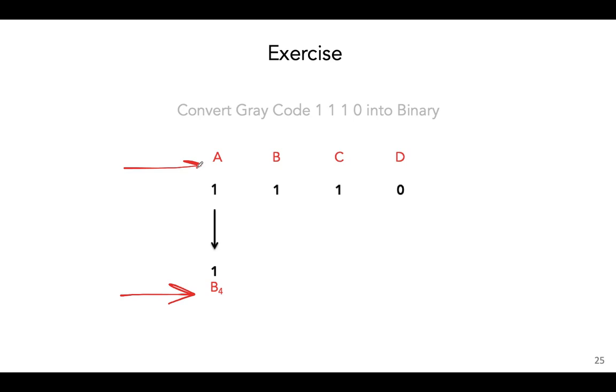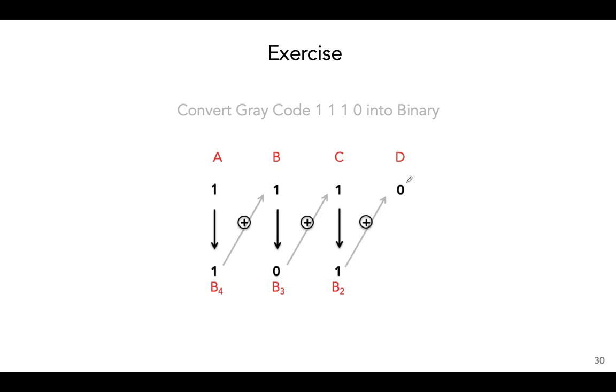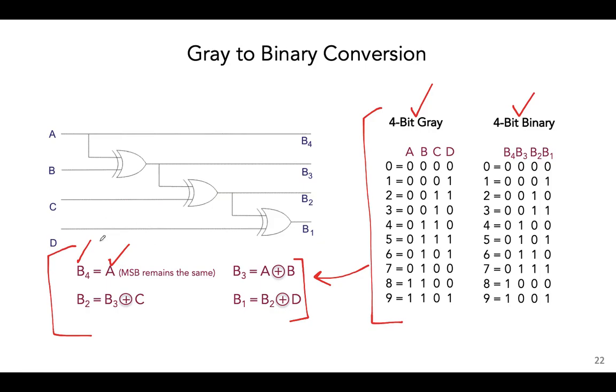This is the gray. So the first bit remains the same, and then you're supposed to XOR this with the second bit of the gray code, which gives us the next bit of the binary code. Then we XOR this with the next bit of the gray code, which gives us the next bit of the binary code, and then this is XORed with the final remaining bit of the gray code, which gives us the final bit of the binary. So you see, we've converted gray to binary, and the equations are these.